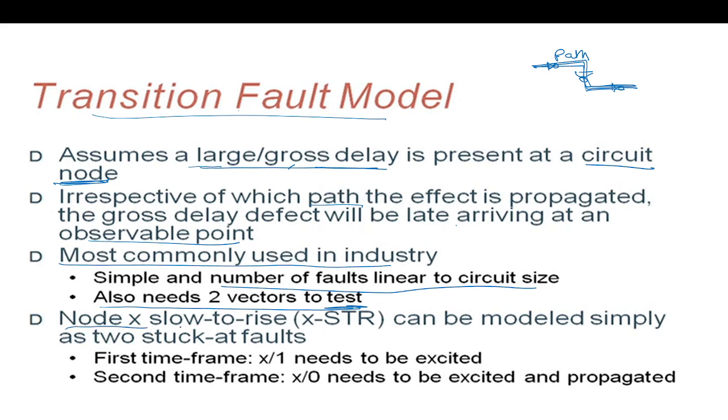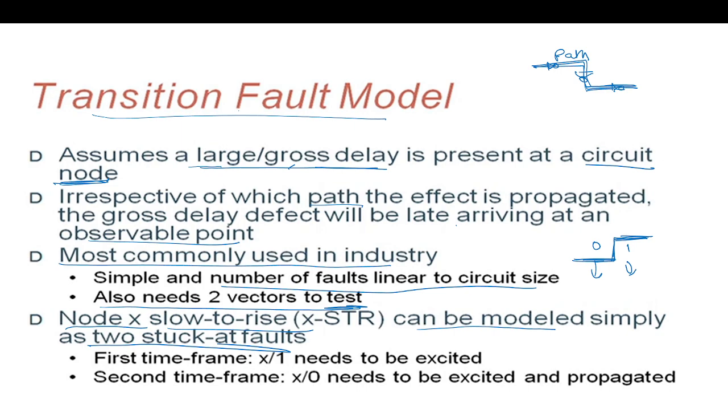So a node X slow to rise can be modeled simply as two stuck-at faults. This is a slow to rise fault model where it is taking time to rise from 0 to 1. So this can be considered as one stuck-at fault here, and one stuck-at fault here.